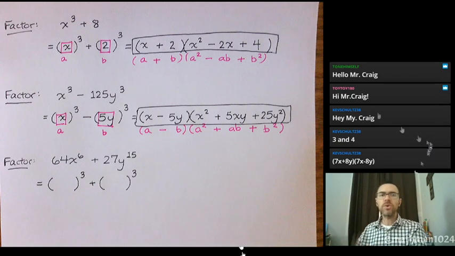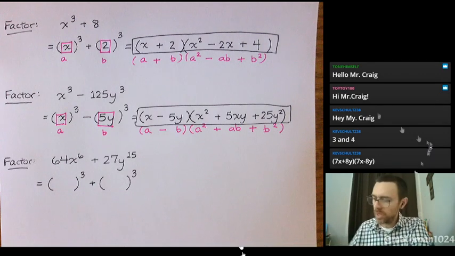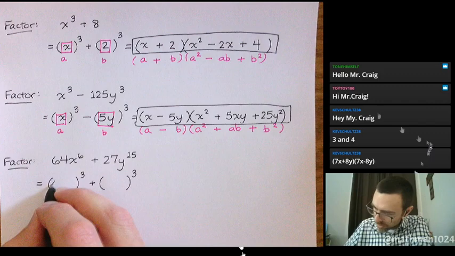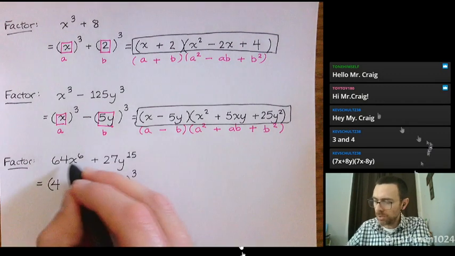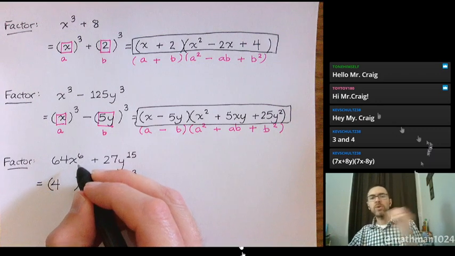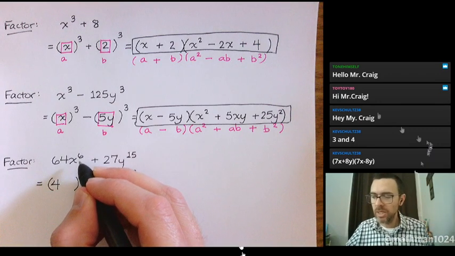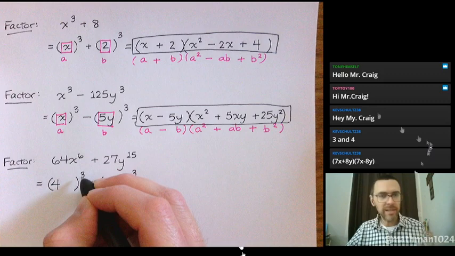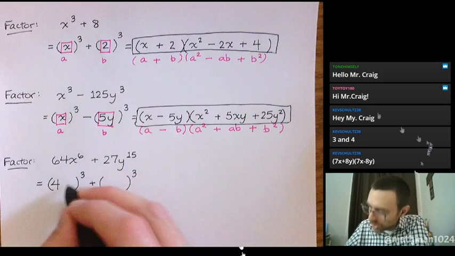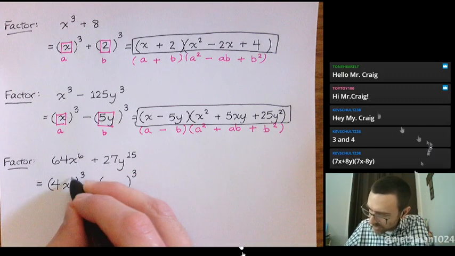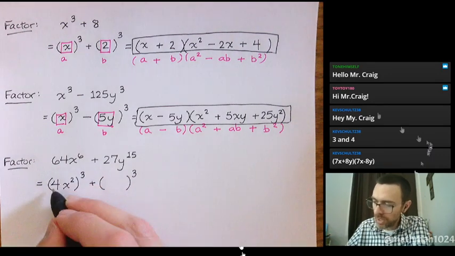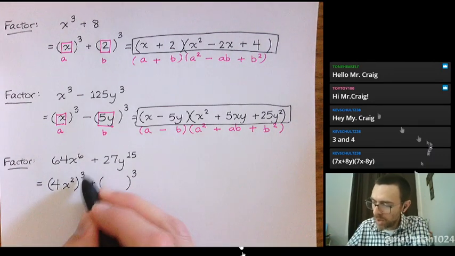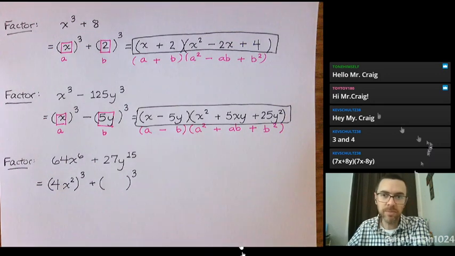Now, if you know your cubes, it's got to scream to you, because 64 is 4 to the third. And when it comes to the powers here, remember that when we do a power to a power, we multiply. So if I'm trying to put something back into a power, it's like you're going to divide that. So 6 divided by 3 is going to give you 2. And you can see here that if I cube the 4, I get 64. Power to power, I multiply those, and I get x to the 6th.